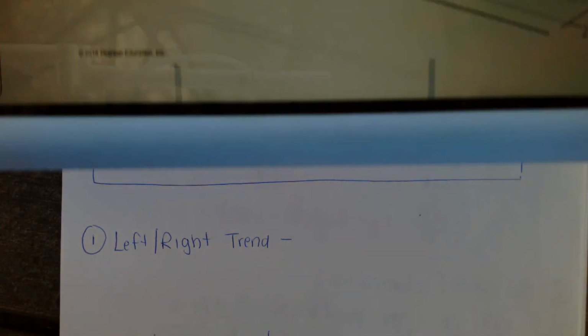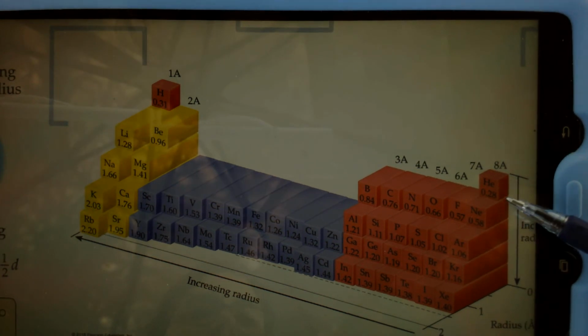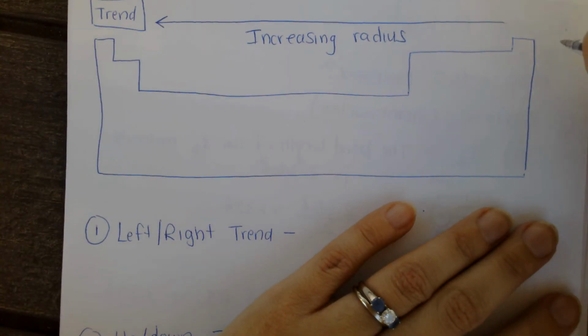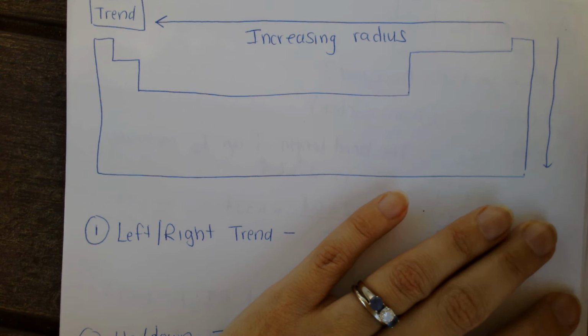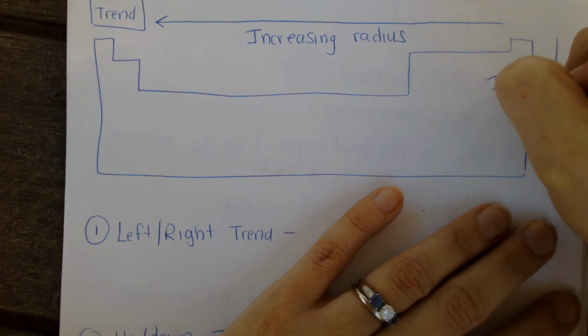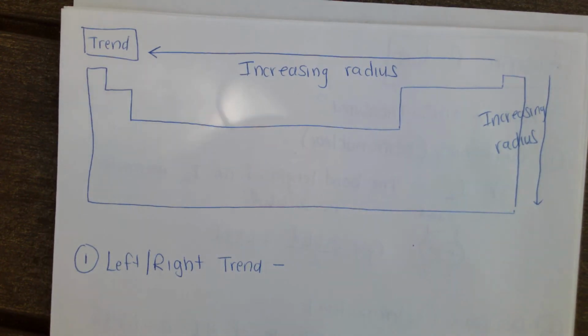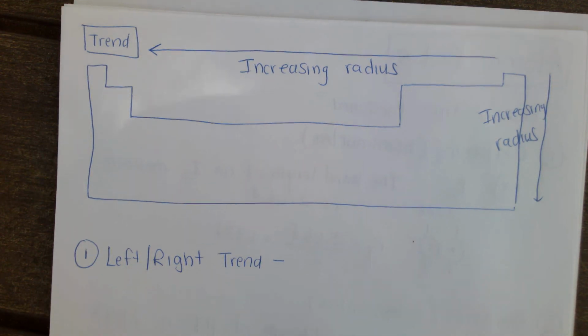Okay, so let's look at up, down. Helium appears to be much smaller than xenon, so we increase as we move down. So we can do that one here. Also increasing radius. Okay, so that's our trend, which we got from the plot, but the question is, of course, why?